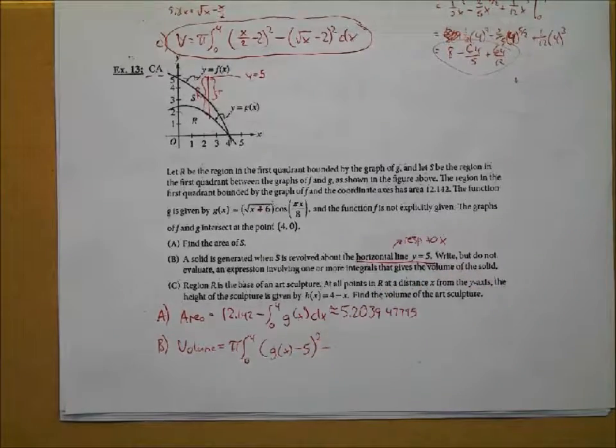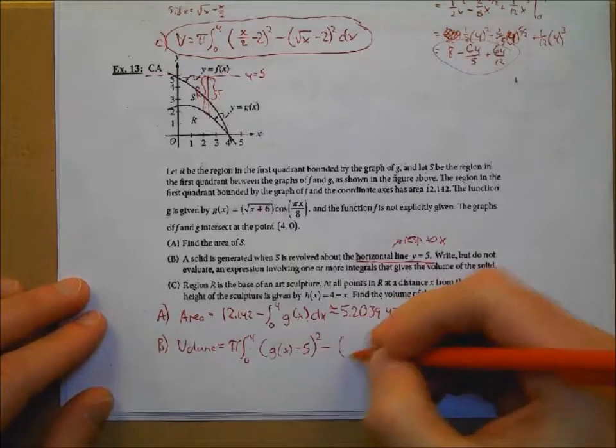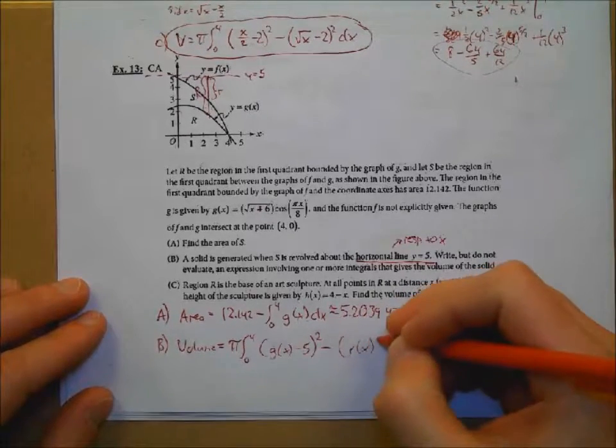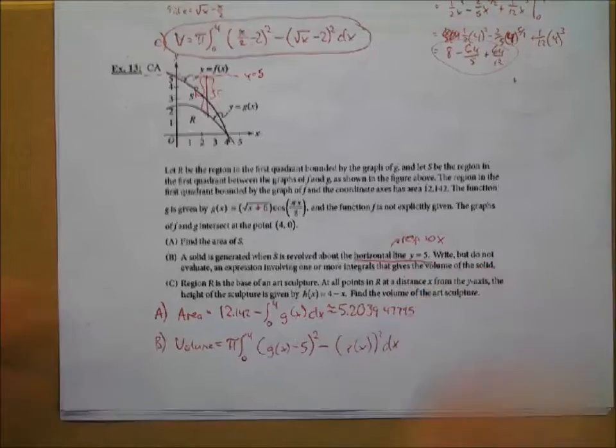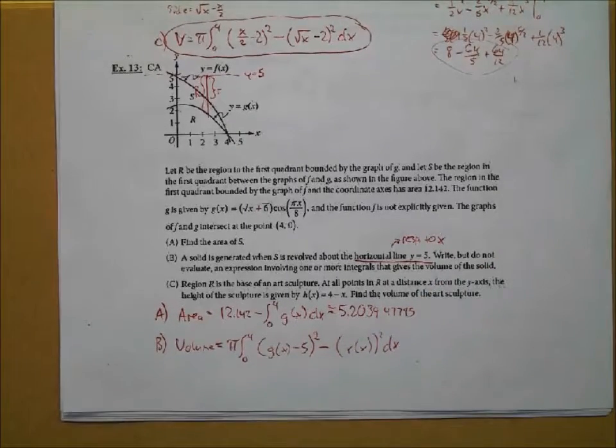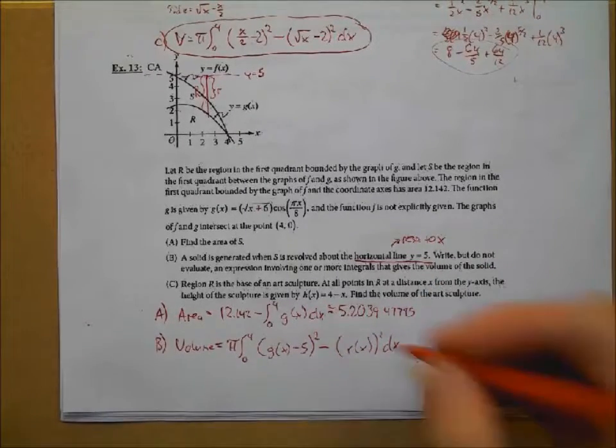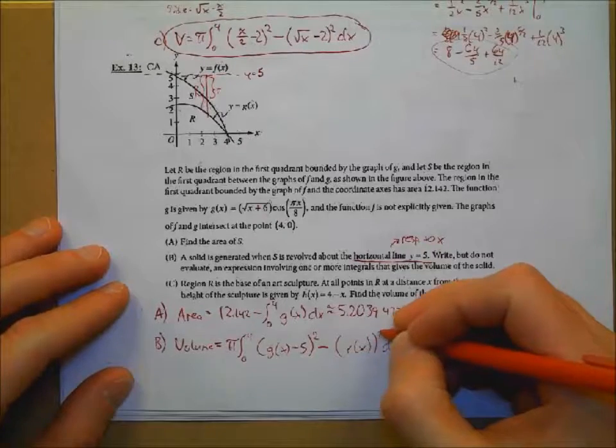our little radius, which is, yeah, it's that region S there. We don't know, okay? So, oh, right, sorry, r of x minus 5.